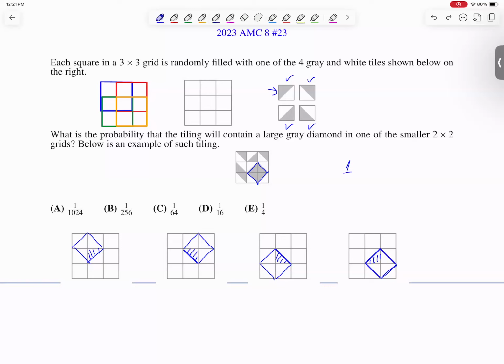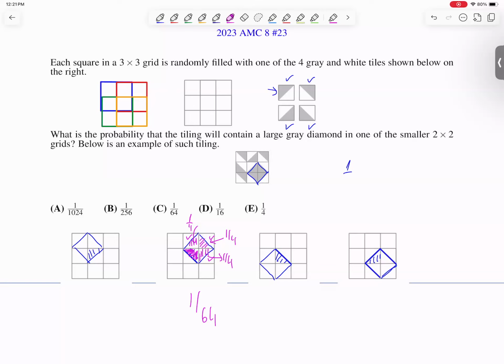For example, if we choose this one for the center cell, the important cells are these 3 cells. For the first to be shaded in this orientation, we have a 1/4 chance, and the second cell to be shaded in this orientation is also 1/4, and the third cell also 1/4. So 1 times this is going to be 1 out of 64. 1/4 times 1/4 times 1/4, 1 out of 64 is the probability to get that diamond shape.